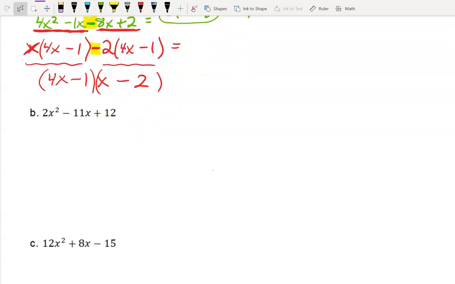Okay, let's try this next one. Remember what we do. You're going to go 2 times 12, so that's a times c. This is 24. And what I want to do is come up with two factors of 24 that add up to negative 11. Okay? So, what do you think? 1 and 24. Well, if they add up to a negative number, they're going to both be negative. Well, that doesn't add up to negative 11. How about negative 2 and negative 12? No. How about negative 3 and negative 8? There you go.